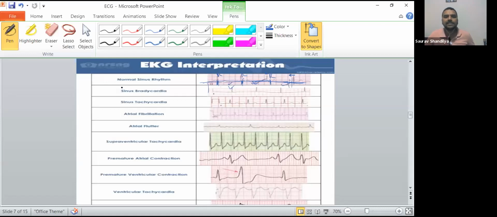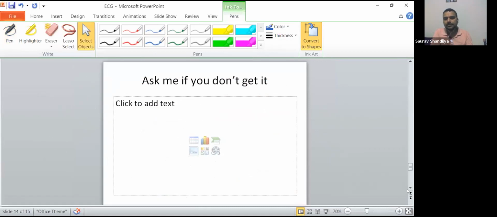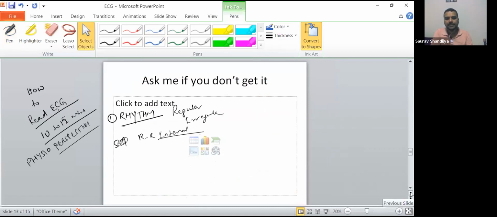All are equal. That means it is a normal sinus rhythm. Very simple. Got my point? Very simple. Just try to check the RR level. That's it. Nothing else. Once you check the RR level, your work is done. Okay. So I told you, just try to understand these points. I'm telling you, you will have a lot of benefit from understanding that. So for rhythm, you check the RR interval.